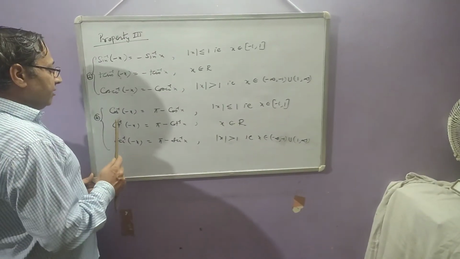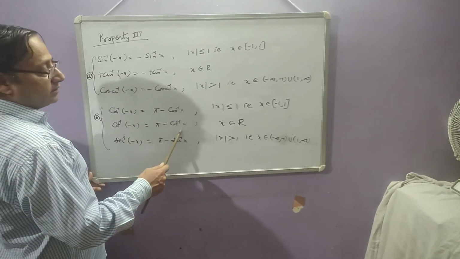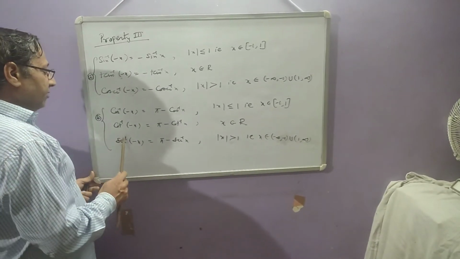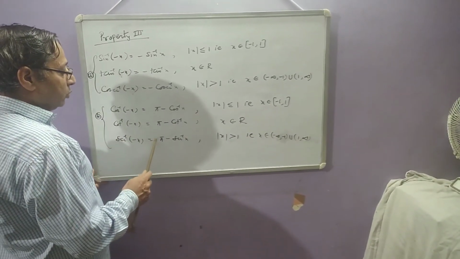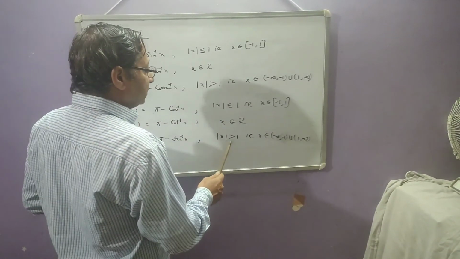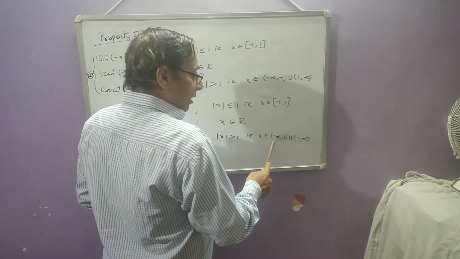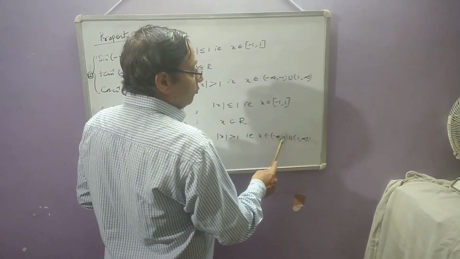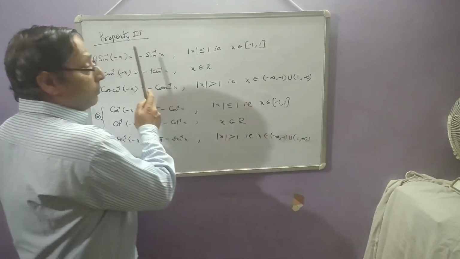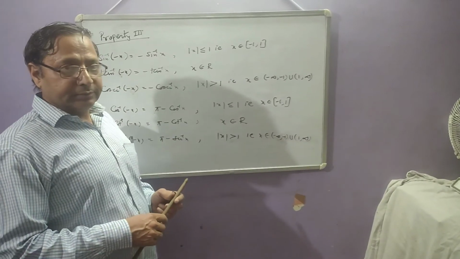And cotangent inverse of minus x is equal to pi minus cotangent inverse x whenever x is any real number. Secant inverse of minus x is equal to pi minus secant inverse of x whenever |x| is more than 1, or you can say that x belongs to the open interval minus infinity to minus 1 union 1 to infinity, and this is the third property of these inverse trigonometric functions.